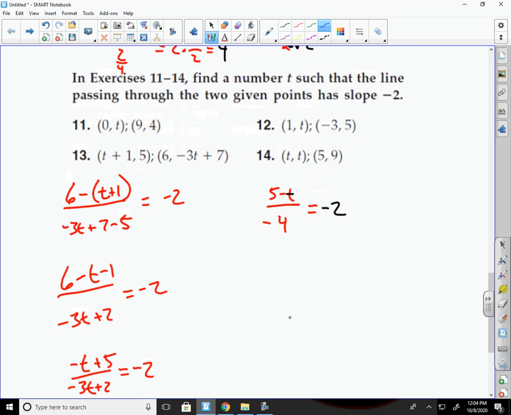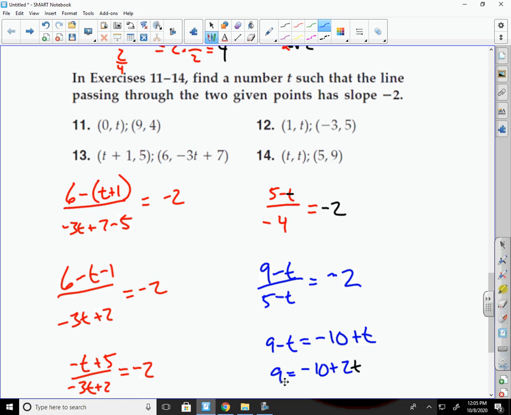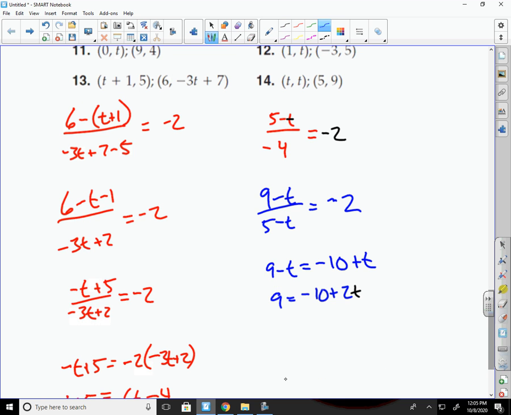Number 14. 9 minus t over 5 minus t equals negative 2. Multiply the 5 minus t over. 9 minus t equals negative 10 plus t. Add this t over. Gives me 9 equals negative 10 plus 2t. Add the 10 over. Gives me 19 equals 2t. Divide by 2. T equals 8.5.